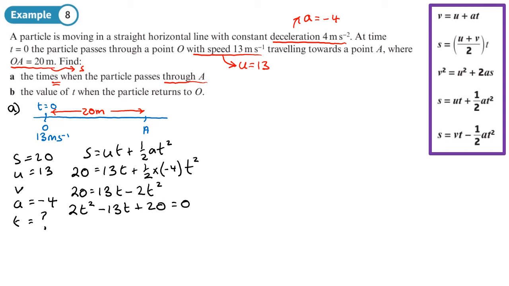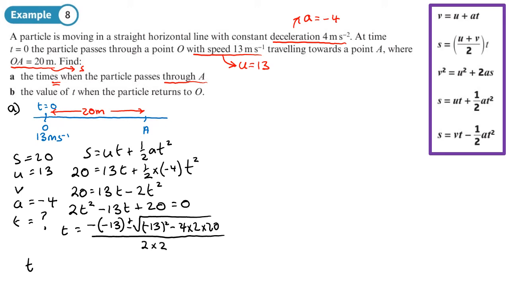So I can solve this by factorizing, using the quadratic equation, or using my calculator. I'm going to use the quadratic equation. You may not necessarily spot that this can factorize. So the quadratic equation always works. So t is going to be equal to minus b, so minus -13, plus or minus the square root of b squared, which is -13 squared, minus 4 times a times c, all over 2a, so 2 times 2.